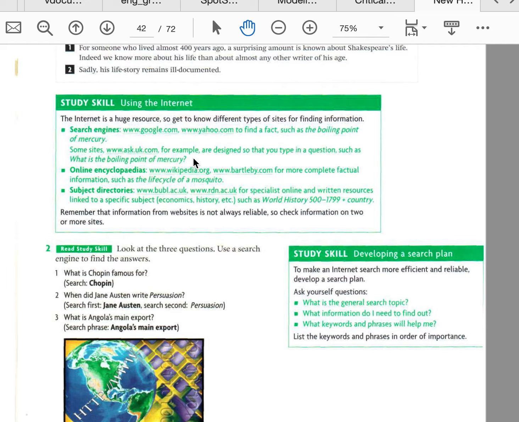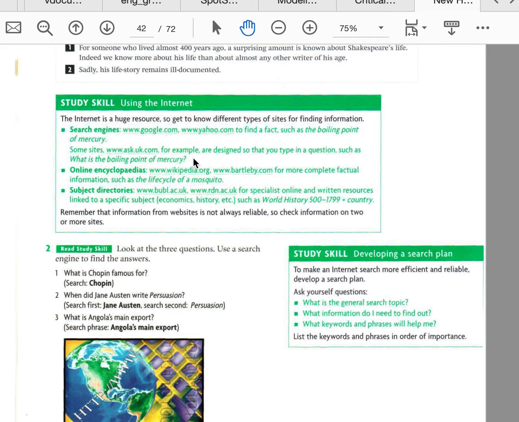Also, we have online encyclopedias like www.wikipedia and some of these sites like partlib.com for more complete factual information, such as the life cycle of a mosquito, for example.